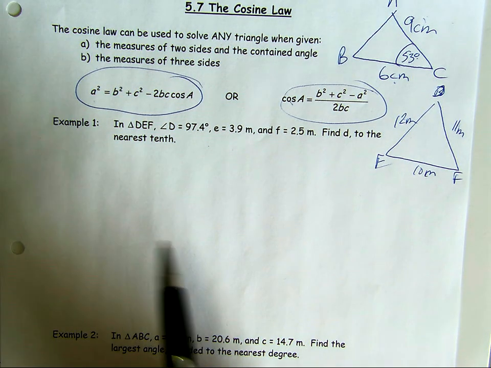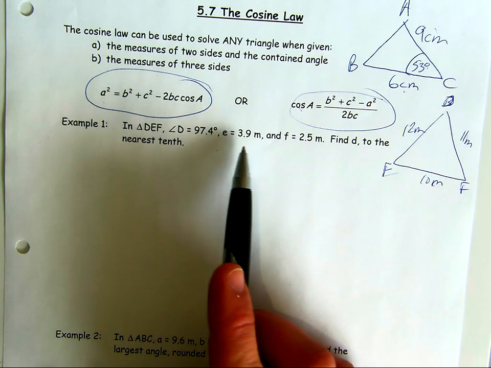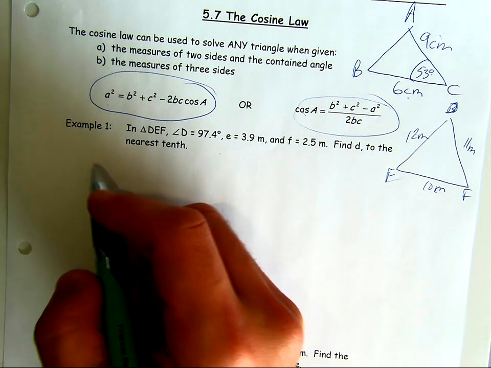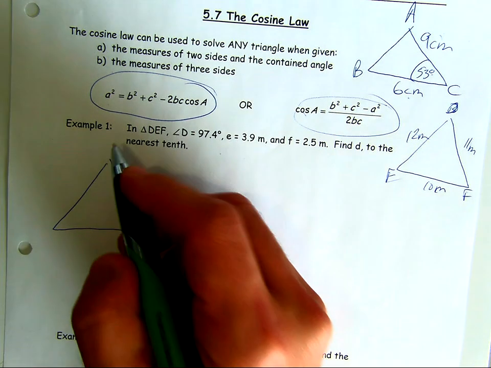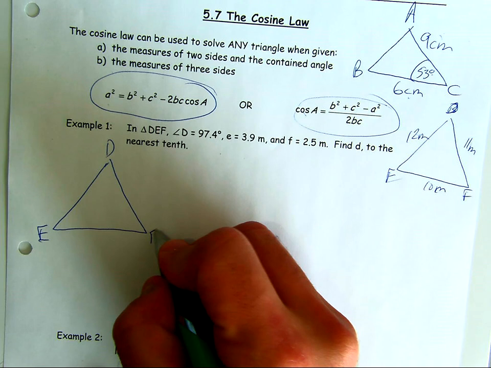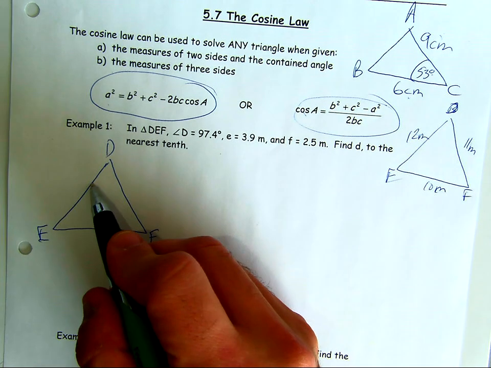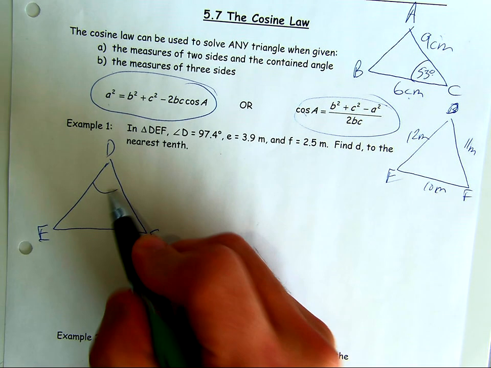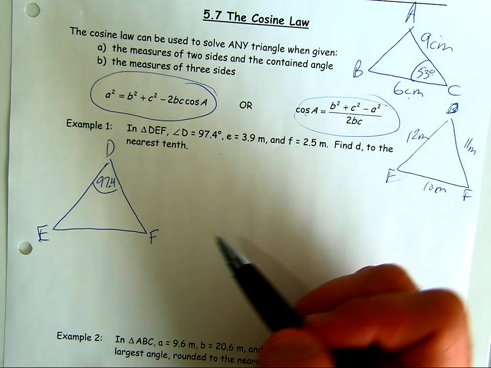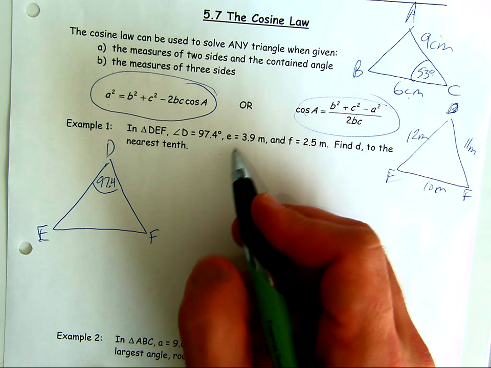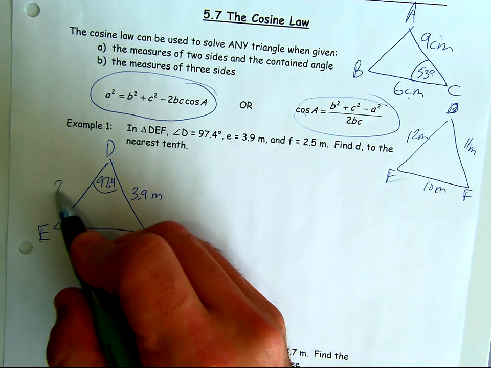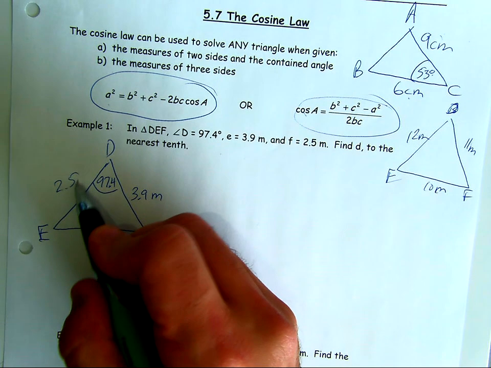So example 1: in triangle DEF, angle D is that, little e is that, and little f is that. Find little d to the nearest tenth. I'm just going to draw a plain old triangle, always the same way I draw them, in theory, not to scale. So angle D is 97.4. Clearly this does not look like 97.4, but that's 97.4. Little e is 3.9 meters. Little f, across from big F, is 2.5 meters. So this is what I'm given.